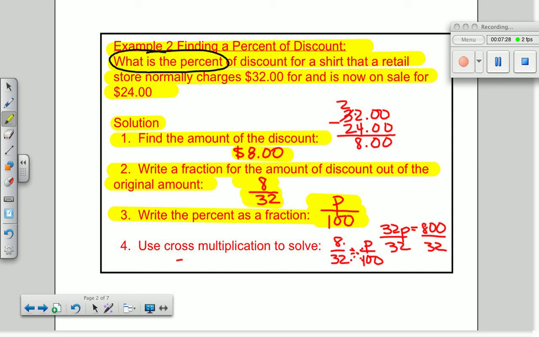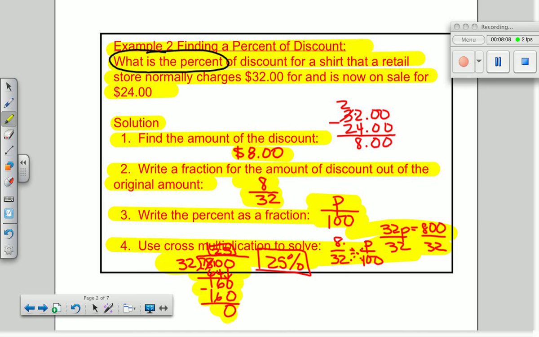32 into 800. 2 times is 64. Subtract. 10 minus 4 is 6. 7 minus 6 is 1. Bring down the 0. 32 into 160. 5 times. 10, 15, 16. And the answer is 25% was the discount amount. All right. So make sure you get all this work shown. Okay?